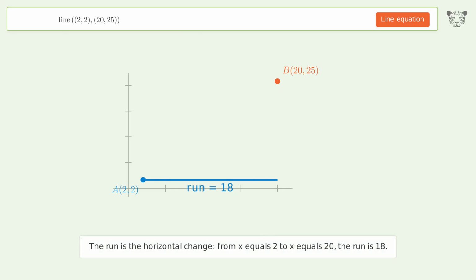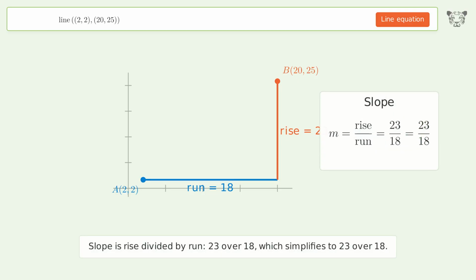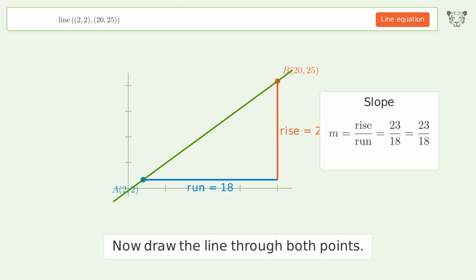The run is the horizontal change, from x equals 2 to x equals 20, the run is 18. The rise is the vertical change, from y equals 2 to y equals 25, the rise is 23. Slope is rise divided by run, 23 over 18, which simplifies to 23 over 18. Now draw the line through both points.